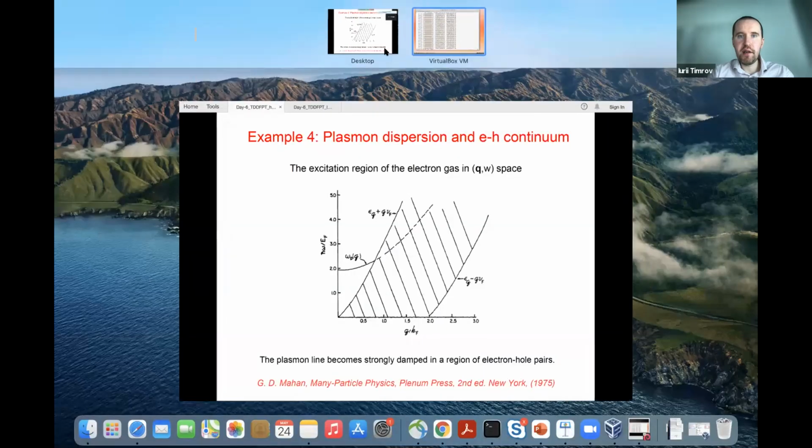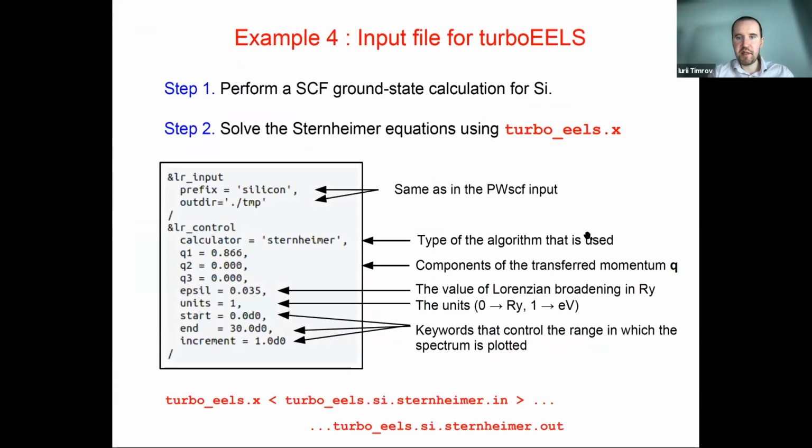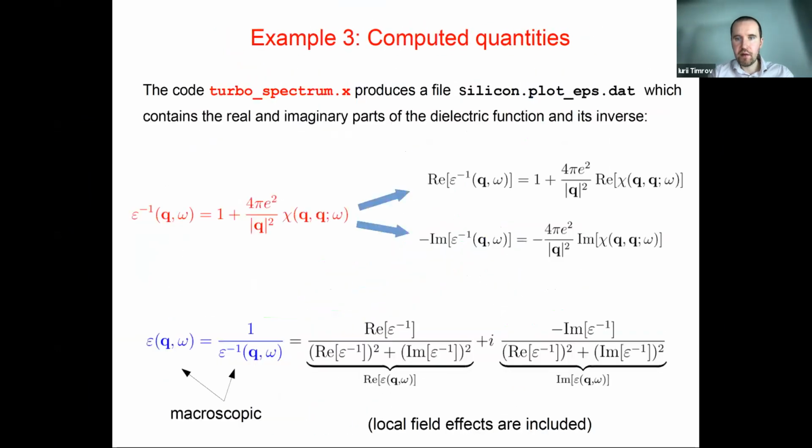So what is this chi? It is the susceptibility. As I said, TurboLanczos computes chi, and then in the post-processing step we just apply this formula, 1 plus 4π e squared divided by the modulus of q squared times chi. So plot chi contains information about chi, and plot eps contains information about the real and imaginary parts of epsilon minus 1.